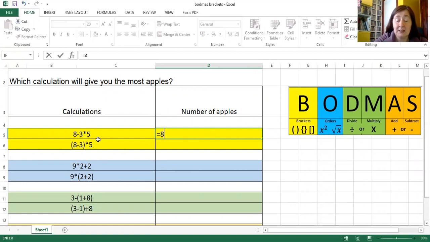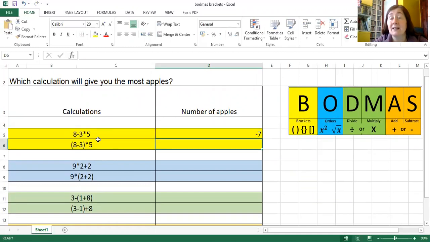I'm then going to work down through this formula. So it is 8 minus 3. And then I'm going to multiply that by 5. And I get the answer of minus 7. Because what happens first is the 3 is multiplied by the 5, and then that information is taken away from the 8.